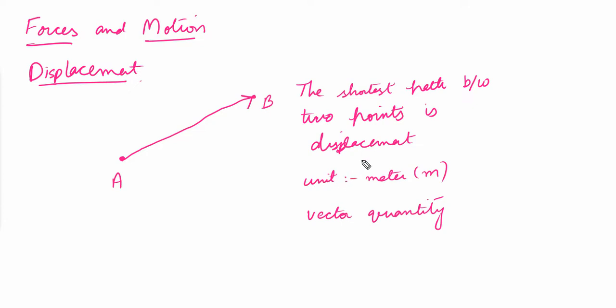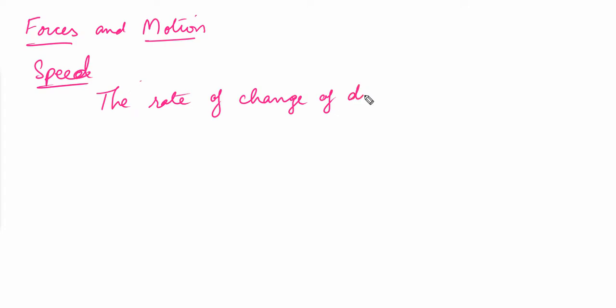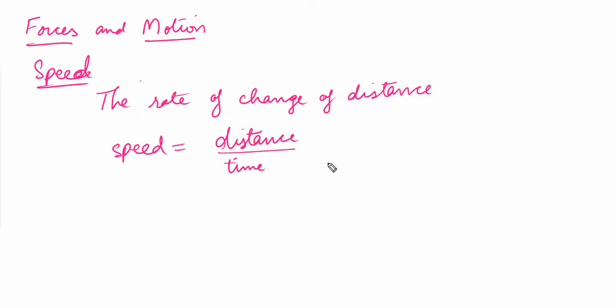Now after this we have to discuss speed and velocity. So let me just erase it. Alright, so speed is basically the rate of change of distance. So we can say that speed is equal to distance over time. Whenever I say the rate of change, it means something is being divided by the time. Over here I have said the rate of change of distance, so it will be distance over time.